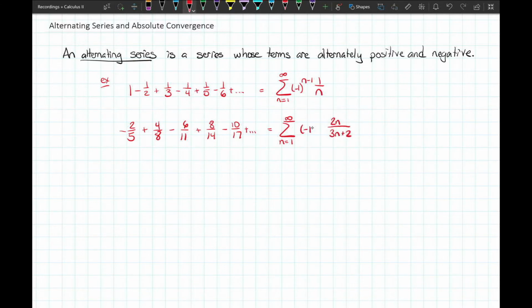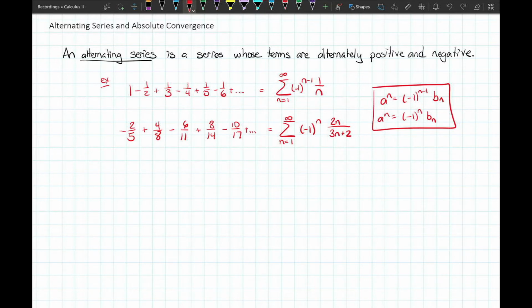So we'll multiply by negative 1, and to make sure that it is negative on all the odd-numbered terms, we'll just have negative 1 to the power n. When n is odd, we'll get a negative term, and when n is even, we'll get a positive term. So you can see that for each of these alternating series, our expression for a_n is going to be negative 1 to the n minus 1 times some expression b_n, or we'll have a_n equal to negative 1 to the n times some expression b_n. And that's generally what we'll see when we have an alternating series.